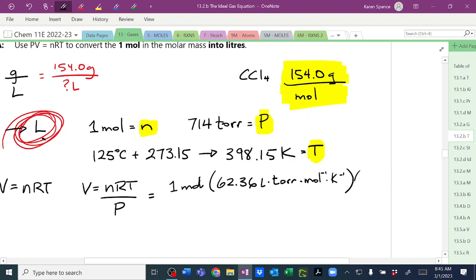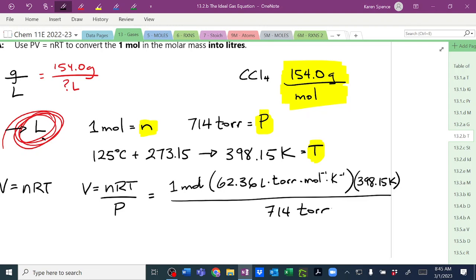Okay, and our temperature, oh, I can just barely squish it in here, 398.15 Kelvin, and our pressure is 714 torr. So we have 1 times 62.36 times 398.15, divided by 714, and we get 34.773. And that is our liters.